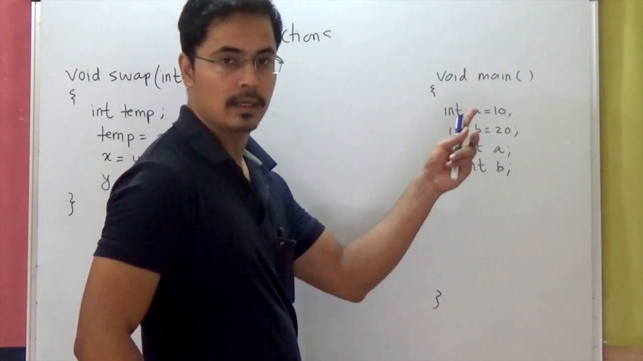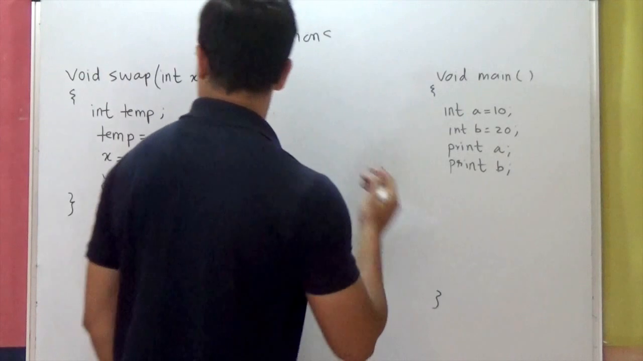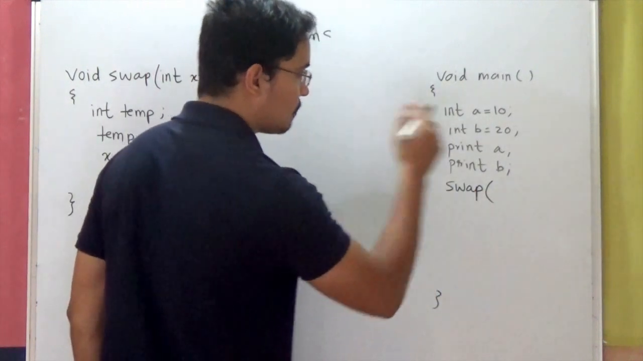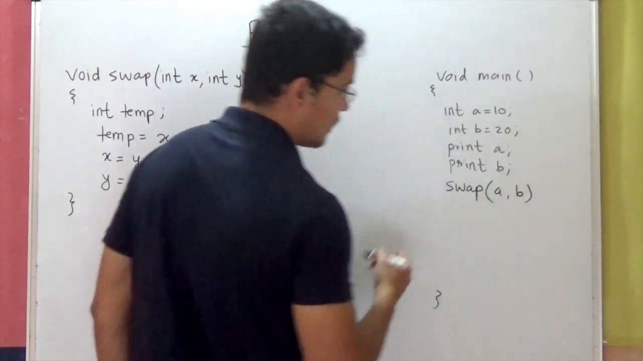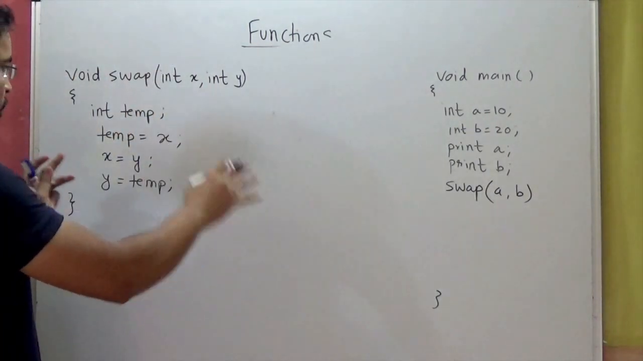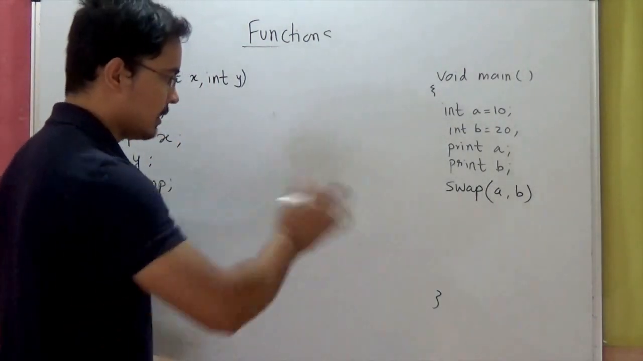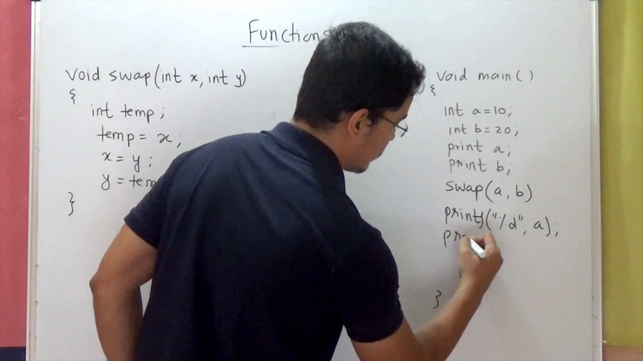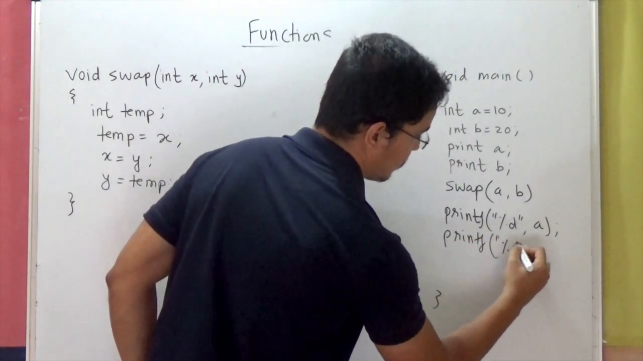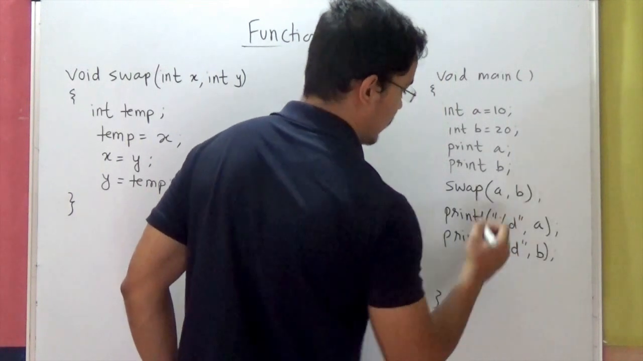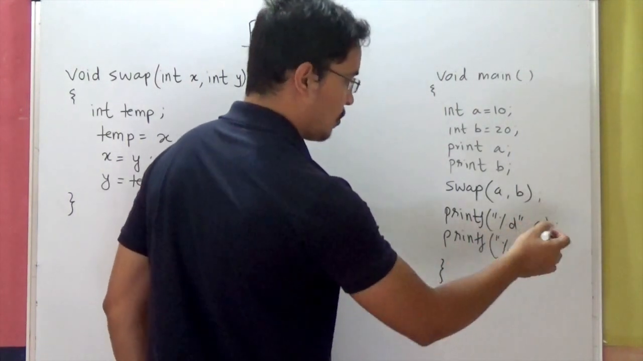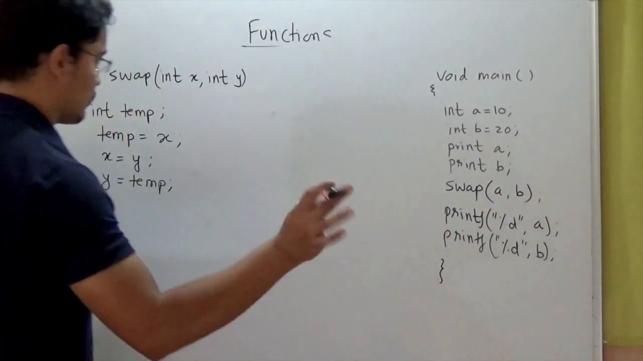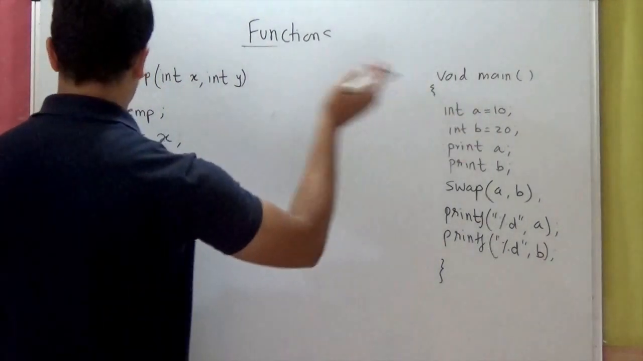I have two numbers, a and b, in my void main, right? I want to swap them. So I will call this swap function. I'll pass the parameters a and b, and now I'll assume that the swap function will do its magic and will swap the values of a and b. So we'll again say print a, and printf %d b, and I expect to print the value of a as 20 and b as 10, swapped values, right? That's what I expect.